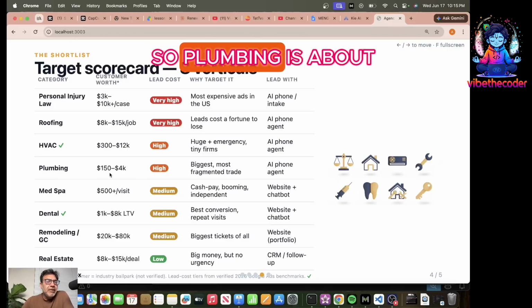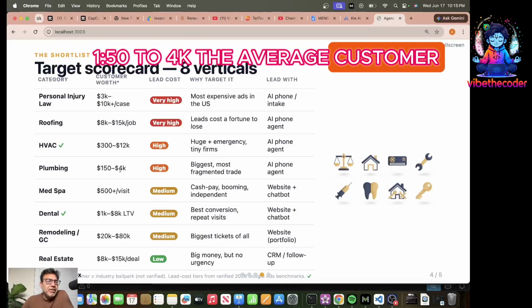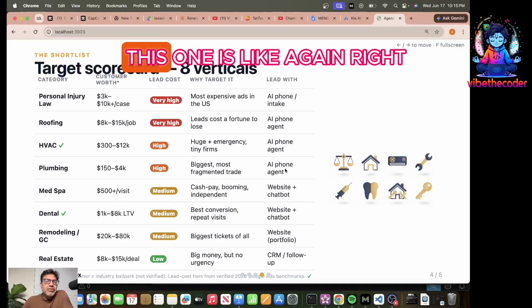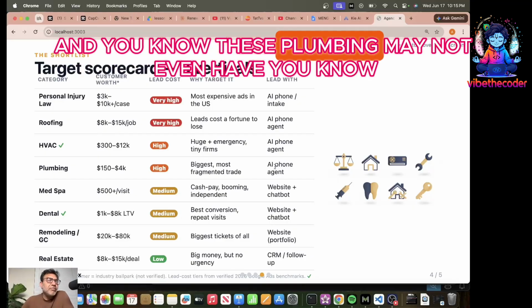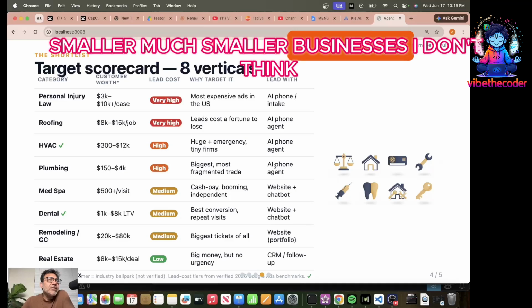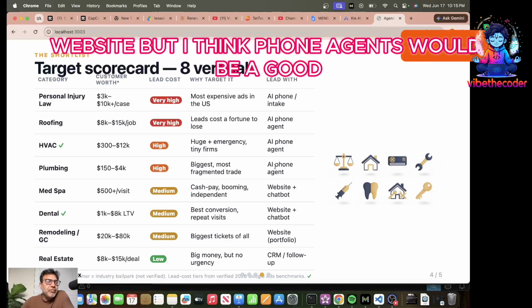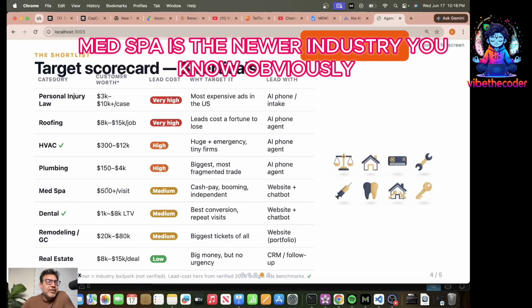Plumbing is about 150 to 4K, which is how much an average customer is going to pay you. So this one is again, you can start with an AI phone agent. These plumbers are much smaller businesses. I don't think they really invest in websites, but I think phone agents would be a good sell for them.